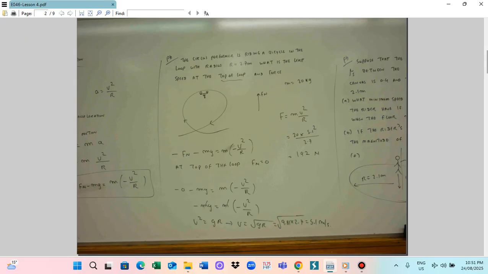In this case, g is 9.81 and r is 2.7 meters. Therefore the velocity can be calculated. The velocity is 5.1 meters per second.